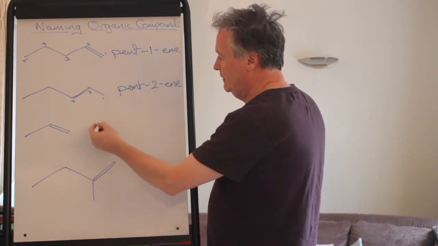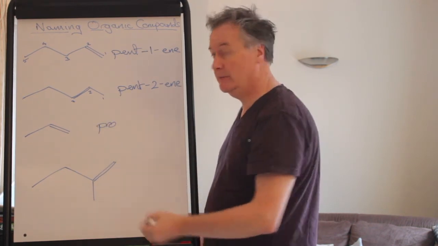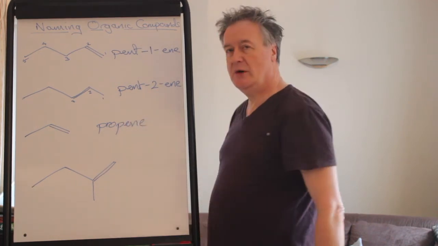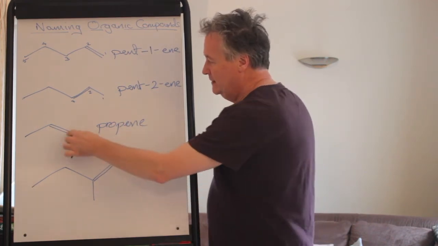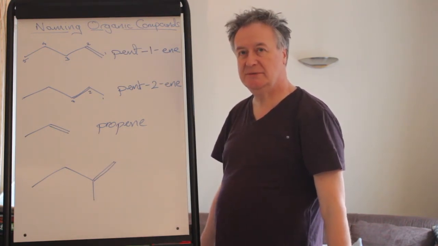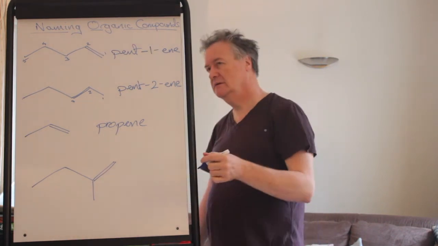This here is propene. We would need an R if it's going to be propene. Propene. No number. Why? Because if you move the double bond position, it's still the same substance, it's just the equivalent of going around the back and having a look from the other side.